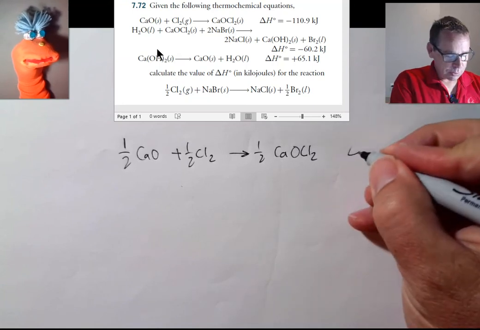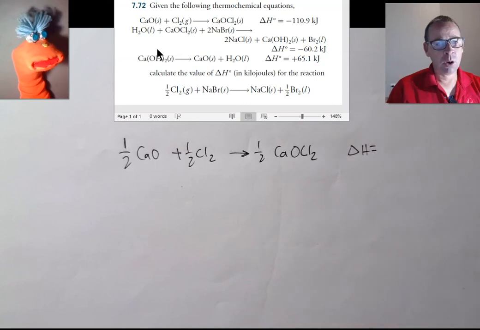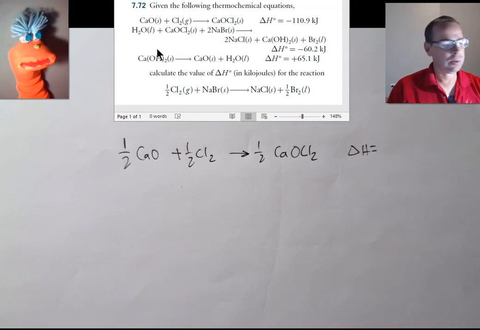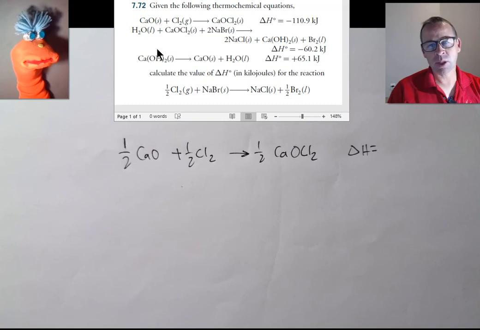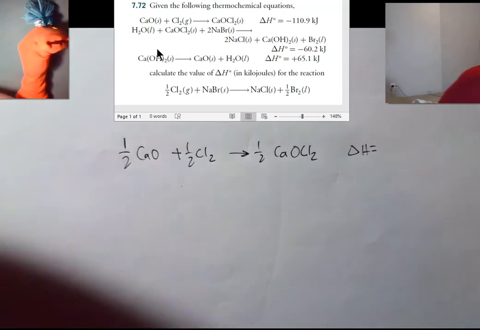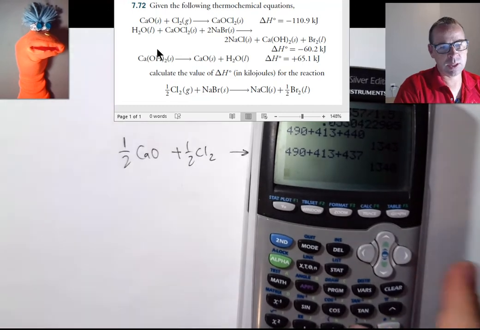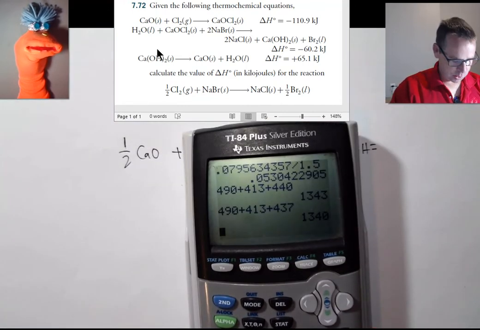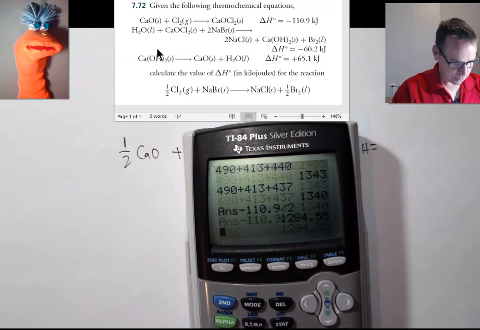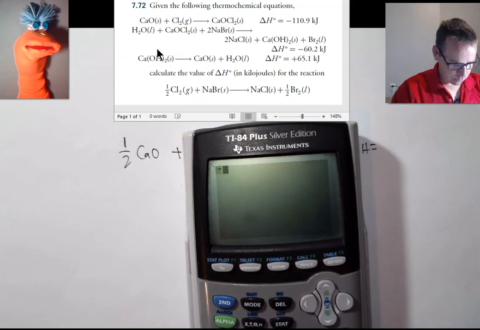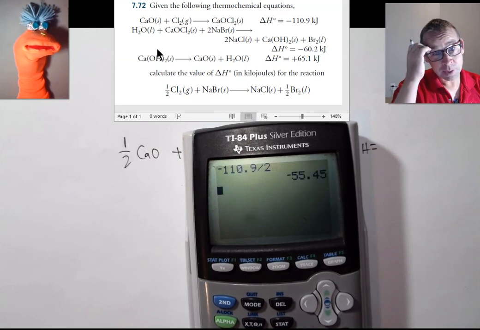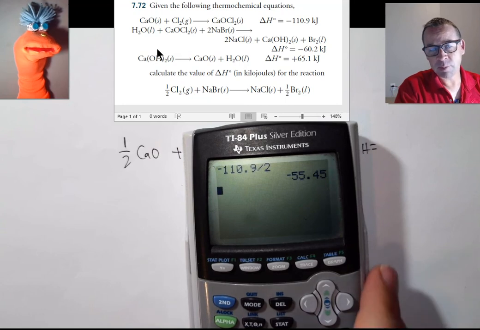What is the delta H for this reaction? It was a negative 110.9. Right. So what is it now? Well, do you just divide it in half? That's right. So I'm going to get the negative 110.9 and divide by 2. Let me turn on that light there so we can see the calculator. Let's try that again. Negative 110.9 divided by 2. Okay, so negative 55.45.